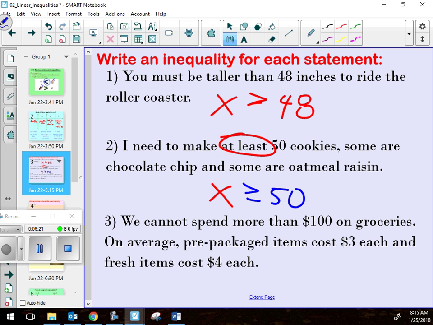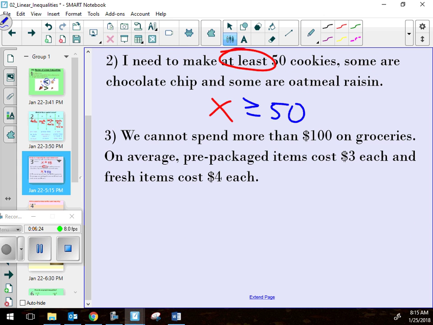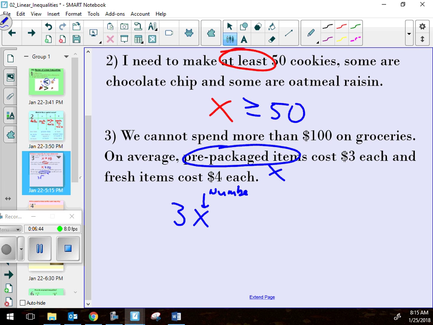What do you got for number 3? This is a little trickier. Ooh, hold on. 3x. Why did you put the 3 on the x? You're right, by the way. So this is the number of them, and this is the actual price. So you put 3 times the x because it's the price times how many you're going to get. So 3x. Keep going. Plus 4 times the y. So you must have been saying that the fresh ones were the y ones. Okay. And then what?